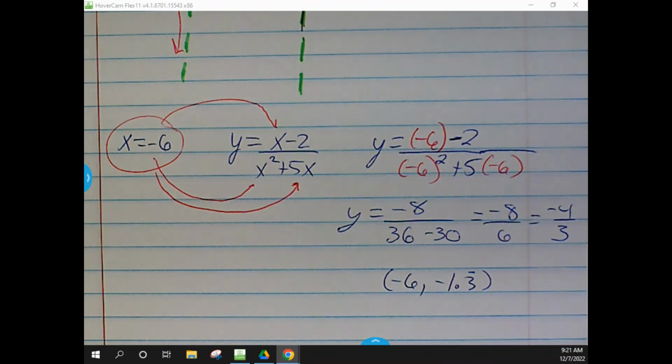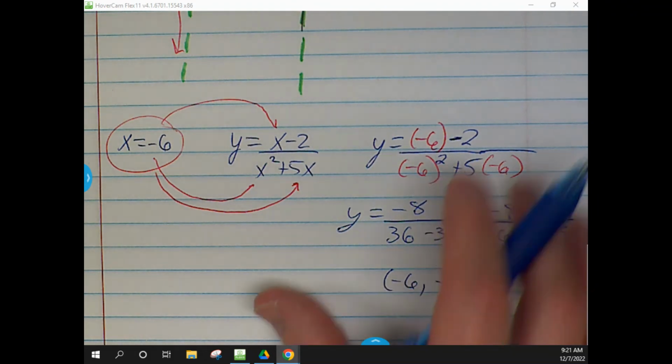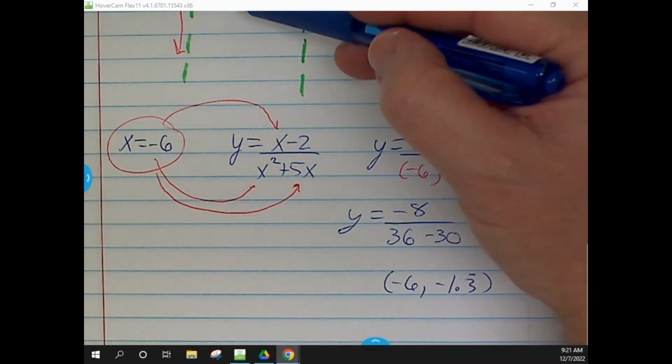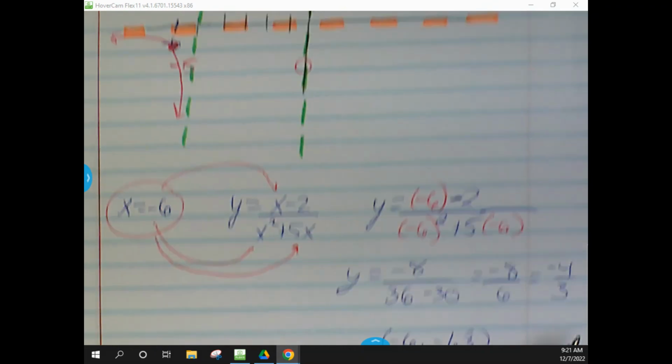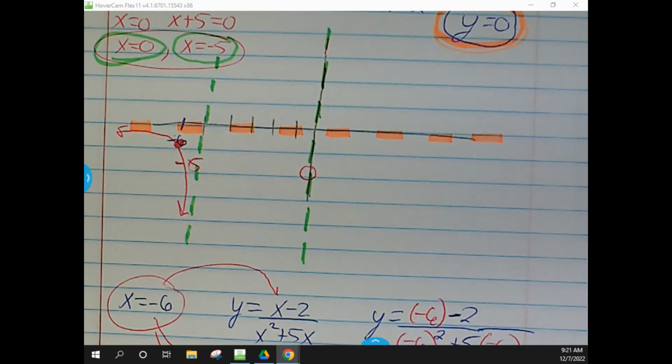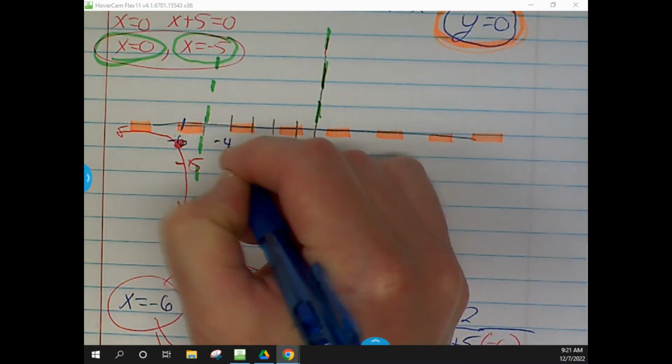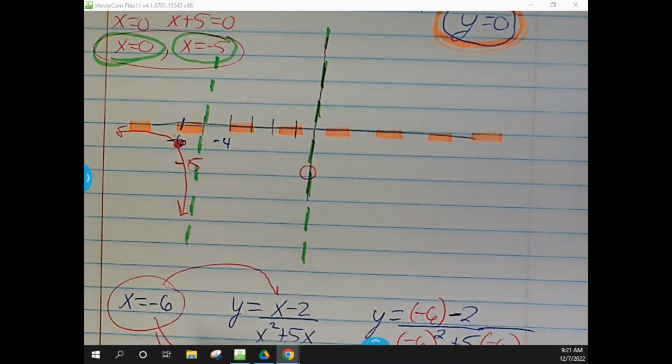Okay, now we're also going to do the same thing to the right side of our asymptote here. And again, let's not make it too complicated. Let's pick the number right beside here. That's going to be at -4. So now we're going to plug in -4 and see what happens.